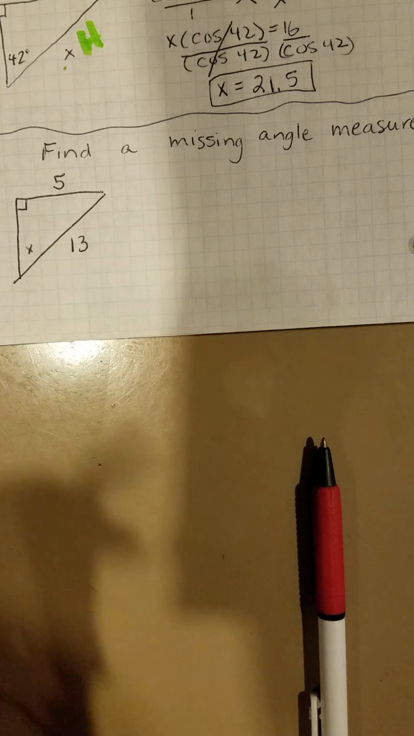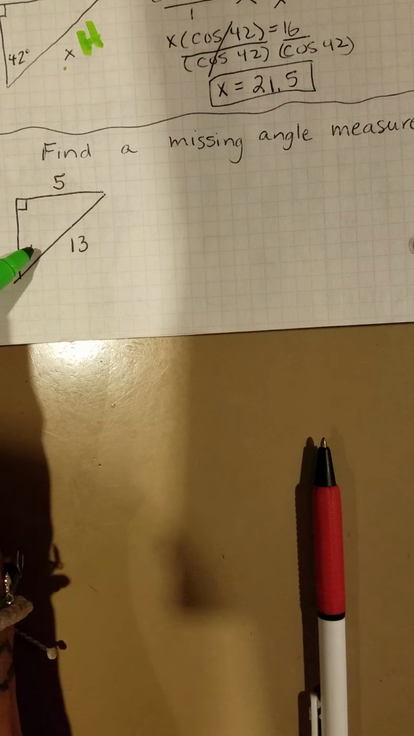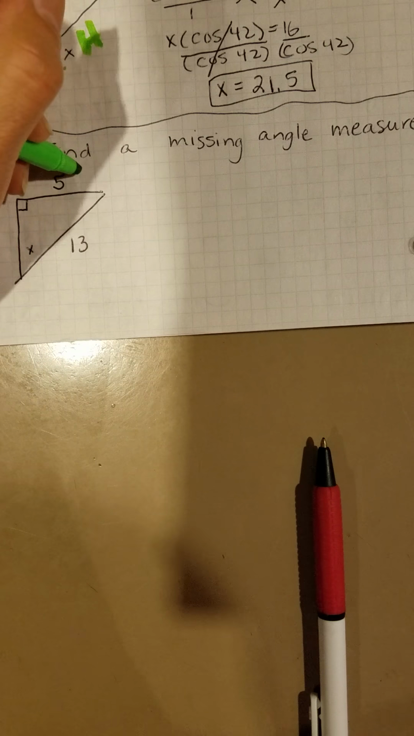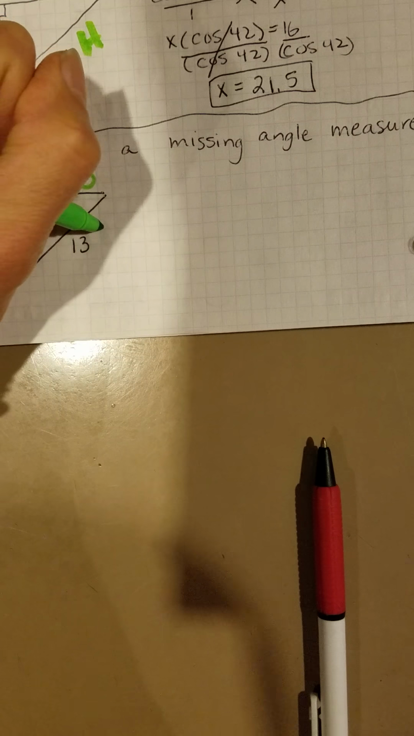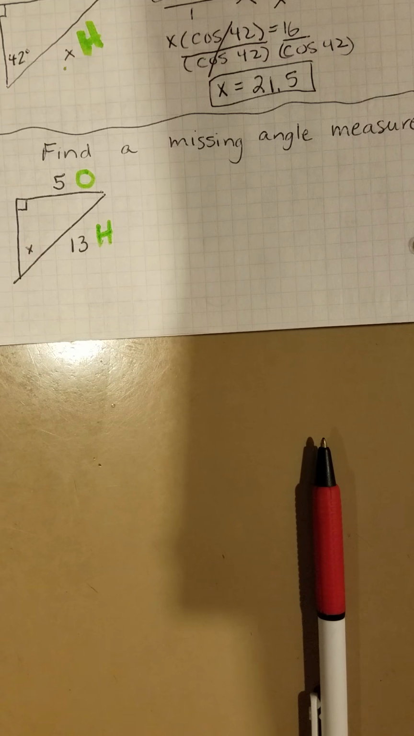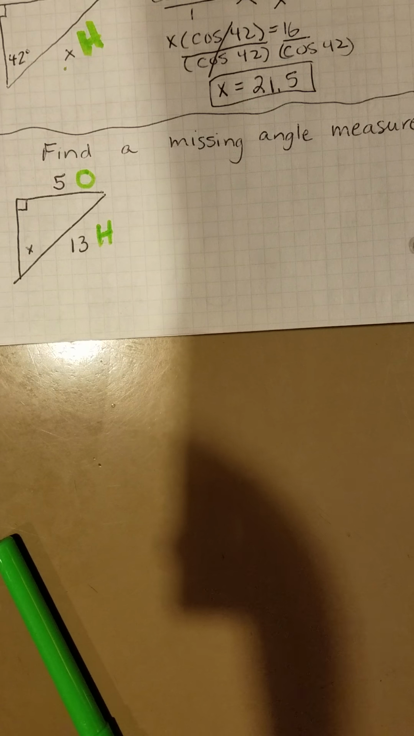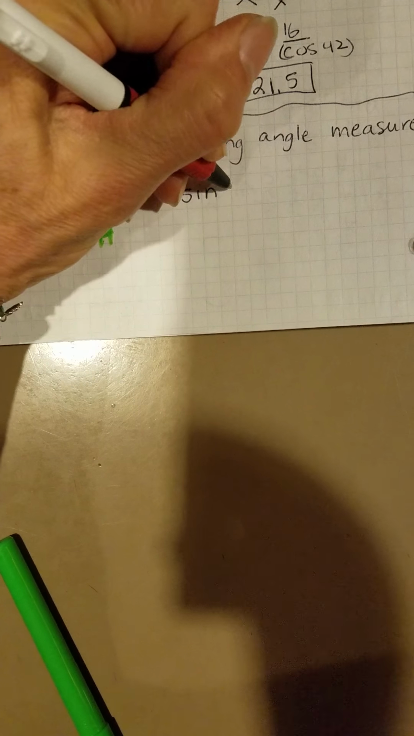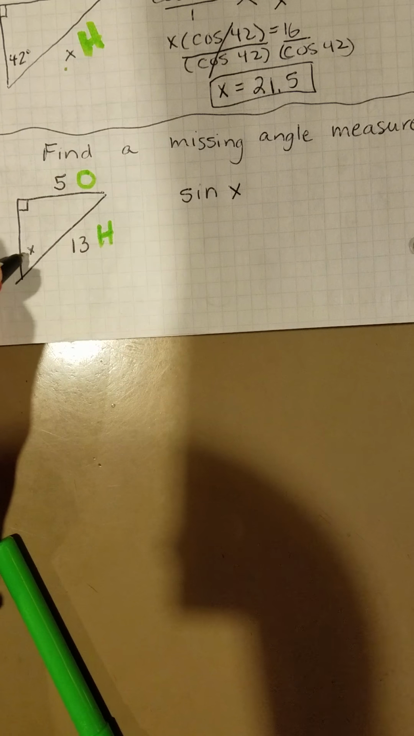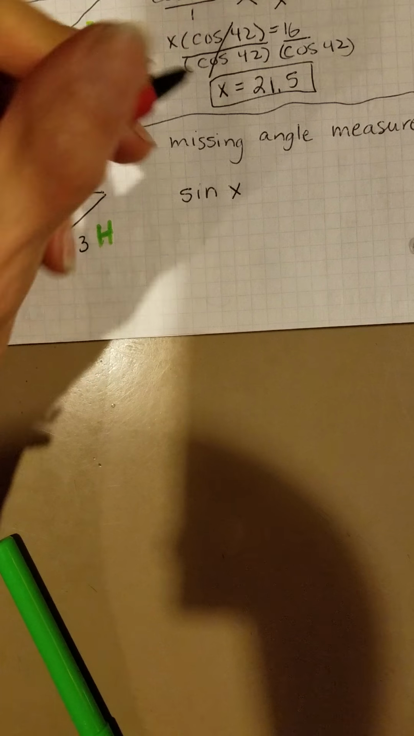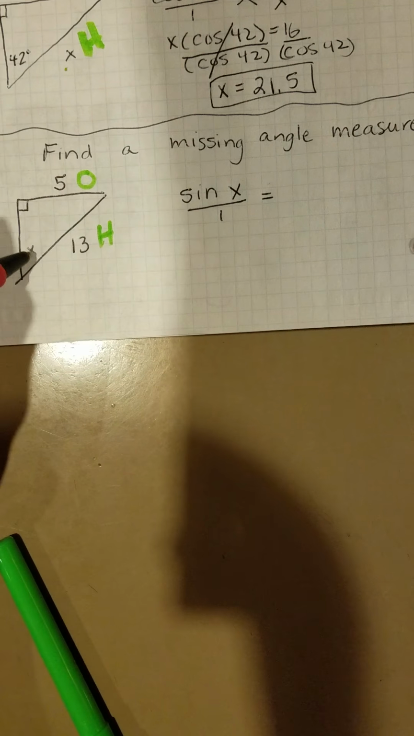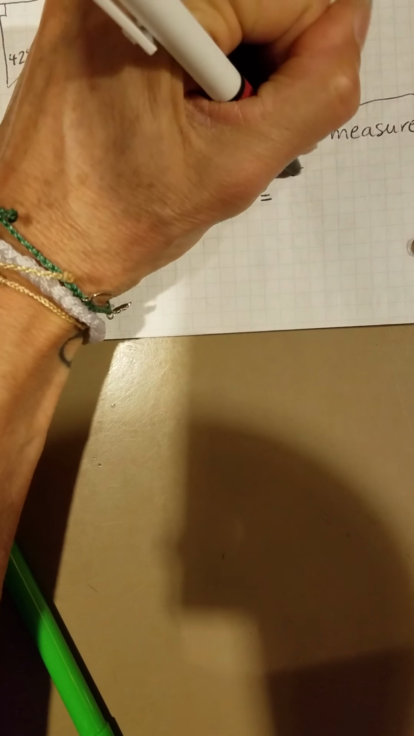Same process. I find my reference angle, which is x. I look at the side lengths I'm given. 5 is the opposite side, and 13 is the hypotenuse. So I just wrote down O and H. That means I'm going to use the sine ratio. So SOHCAHTOA. Sine x, I don't know the angle, so I give it a variable x. I can put that over 1 if I want, doesn't matter. Is equal to 5 over 13.